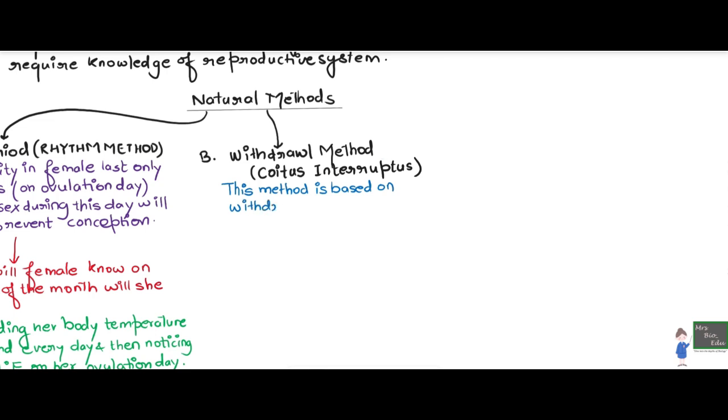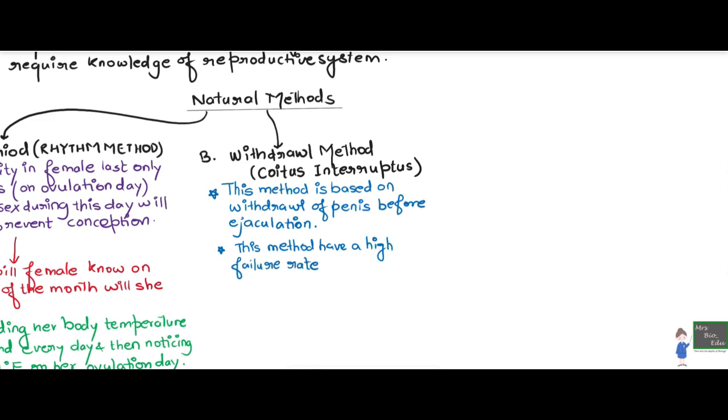Let's move to the next method, which is the withdrawal method. This is for males actually. And as it says, withdraw. It involves withdrawing the penile organ from the vagina just before ejaculation during coitus. Hence it is also called coitus interruptus. Just before the male is about to ejaculate, he has to pull out the penile organ and ejaculate outside the body of the female.